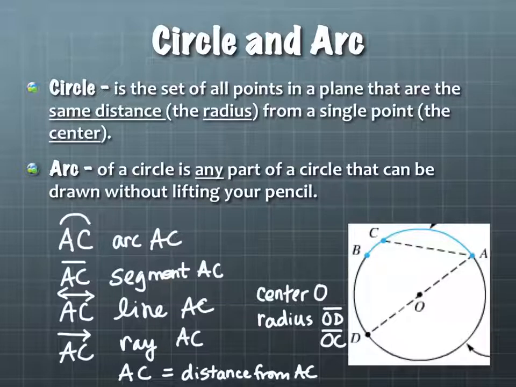Yeah. Not any letter O, but O with any letter on the circle would be considered a radius. And it doesn't matter which order I write them in, so CO is the same as OC. Those are interchangeable. Those are the same line segment, same radii.